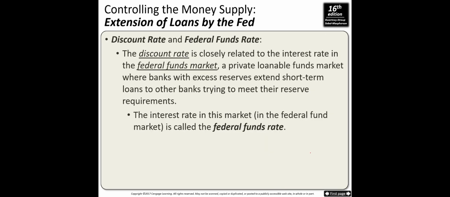So discount rate and federal funds rate are two different interest rates, but they are connected. The discount rate is closely related to the interest rate in the federal funds market, a private loanable funds market where banks with excess reserves extend short-term loans to other banks trying to meet their reserve requirements. The interest rate in this market is called the federal funds rate. And usually the discount rate is either a little bit above or below the federal funds rate.